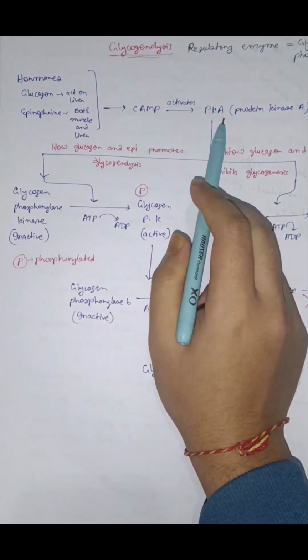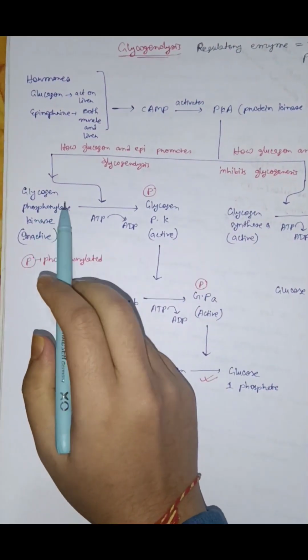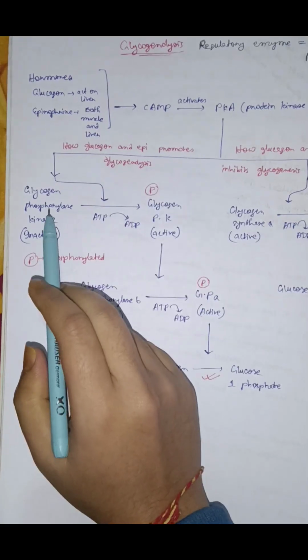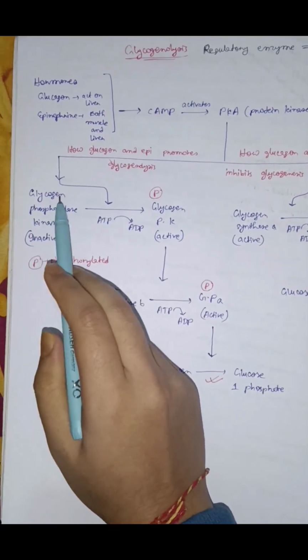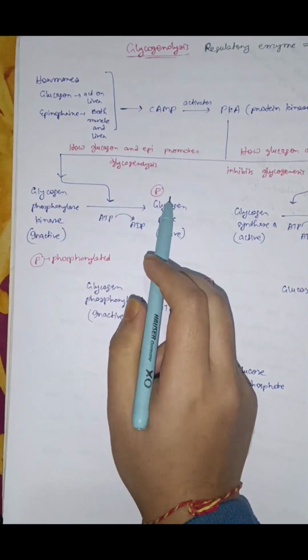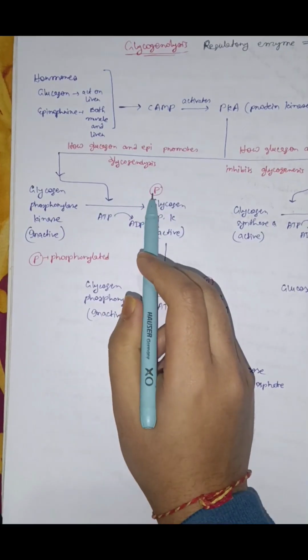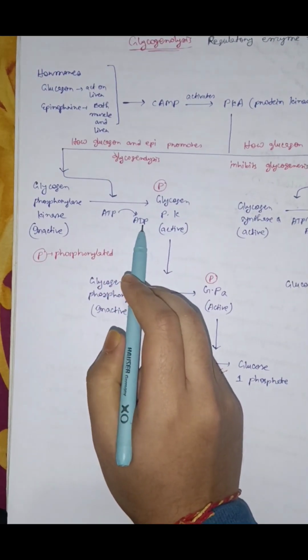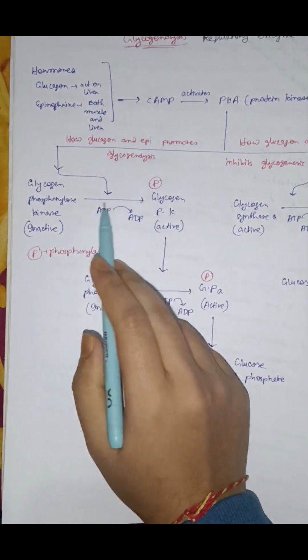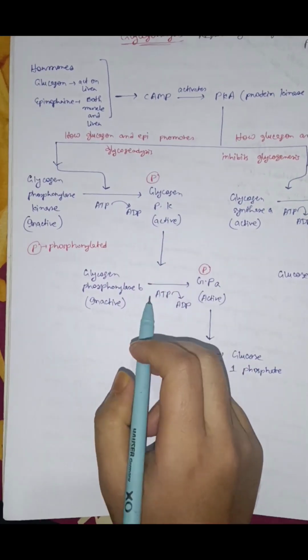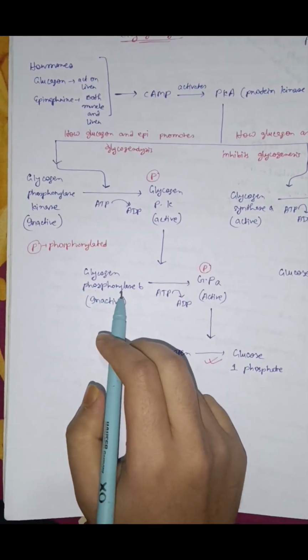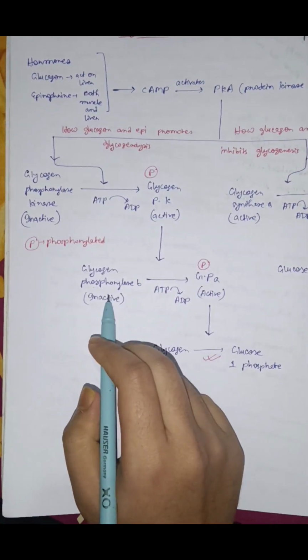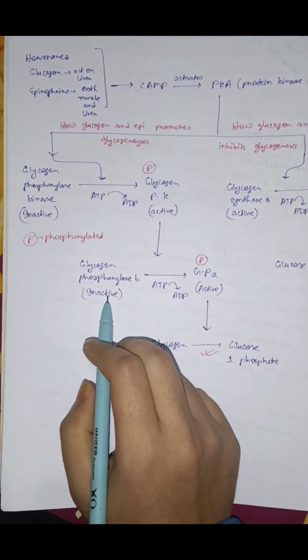So PKA activates glycogen phosphorylase kinase by phosphorylating this molecule. Now it is activated. The P indicates it is phosphorylated, and here ATP is converted to ADP. Now the activated glycogen phosphorylase kinase in turn phosphorylates glycogen phosphorylase B. Here B indicates that this molecule is in an inactive state.